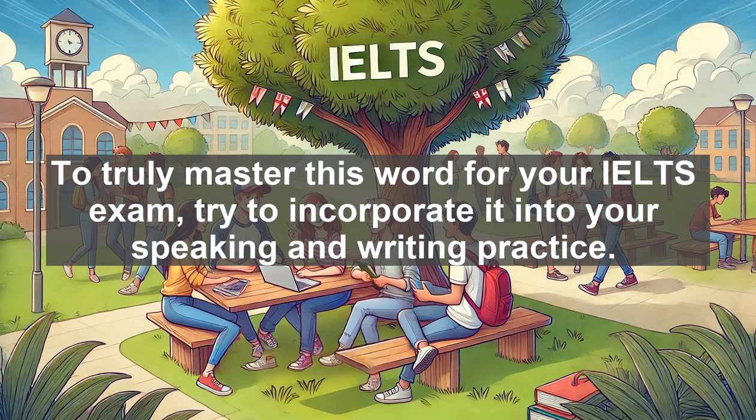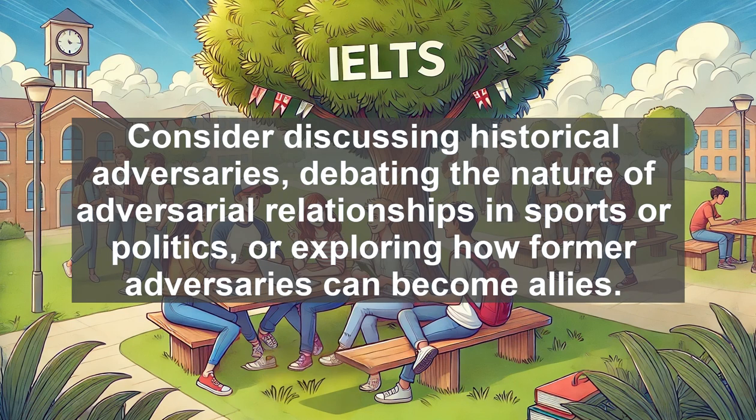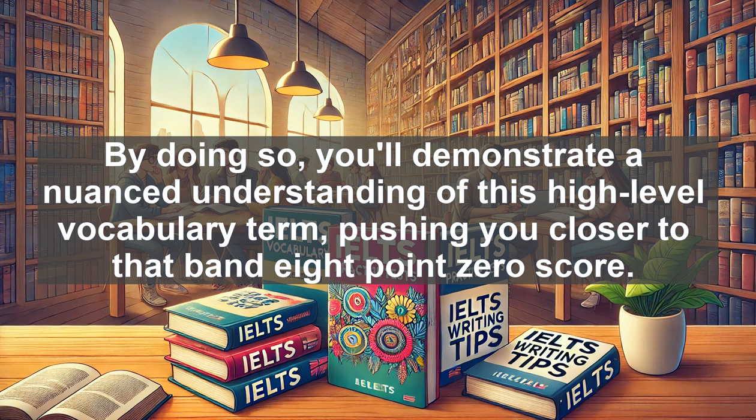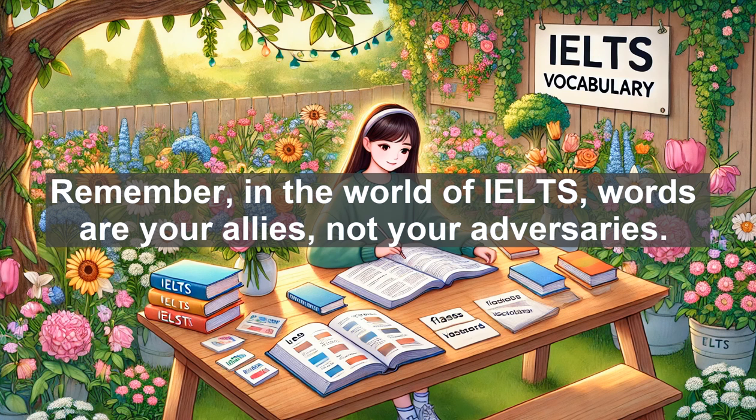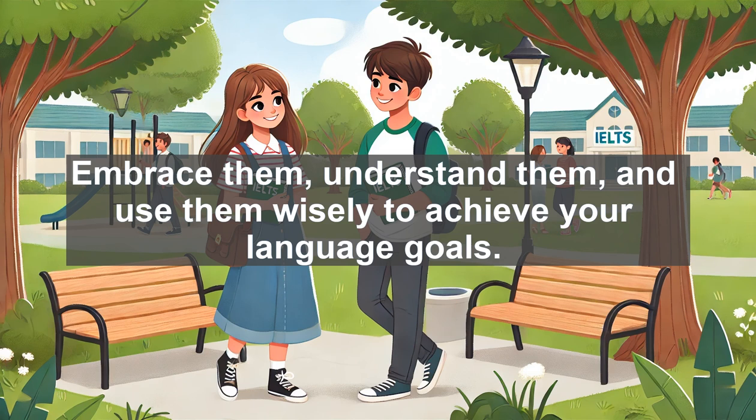To truly master this word for your IELTS exam, try to incorporate it into your speaking and writing practice. Consider discussing historical adversaries, debating the nature of adversarial relationships in sports or politics, or exploring how former adversaries can become allies. By doing so, you'll demonstrate a nuanced understanding of this high-level vocabulary term, pushing you closer to that band 8.0 score. Remember, in the world of IELTS, words are your allies, not your adversaries. Embrace them, understand them, and use them wisely to achieve your language goals.